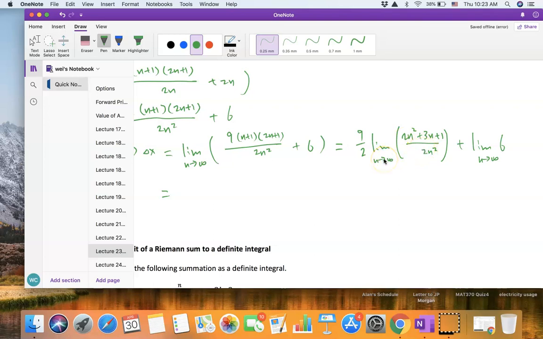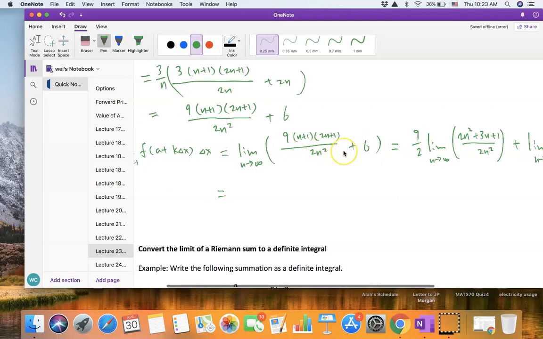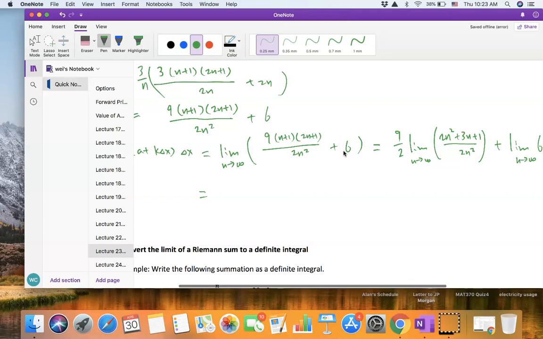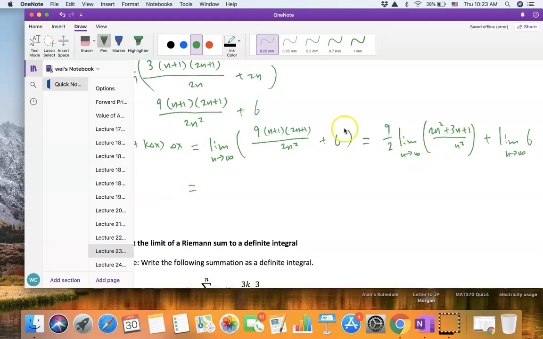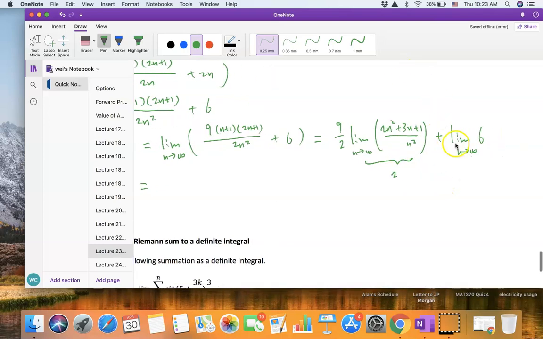So the limit of the first term is, since we factored out 9 over 2, the leading coefficient of the denominator is 1. Okay. So the ratio of the leading coefficients is 2 to 1. So this limit equals 2. And the second limit is a limit of a constant, so that equals 6.